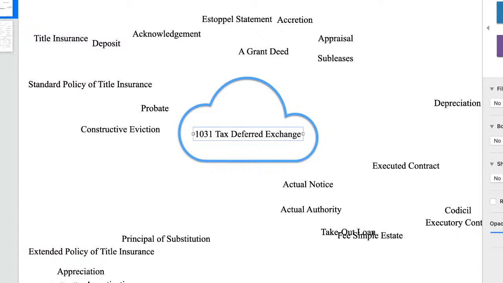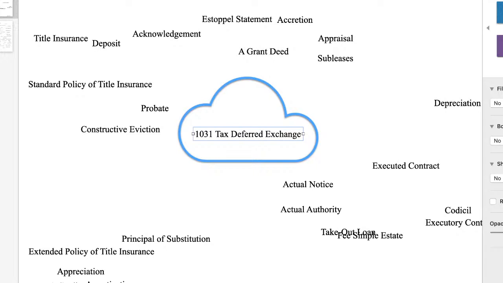1031 tax deferred exchange. What's that? What is a 1031 tax deferred exchange? A way to defer taxes. Nice job, Clarabelle.